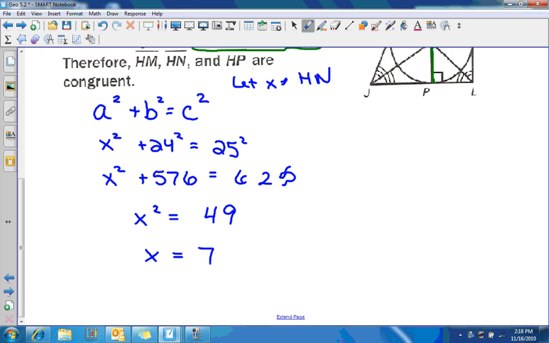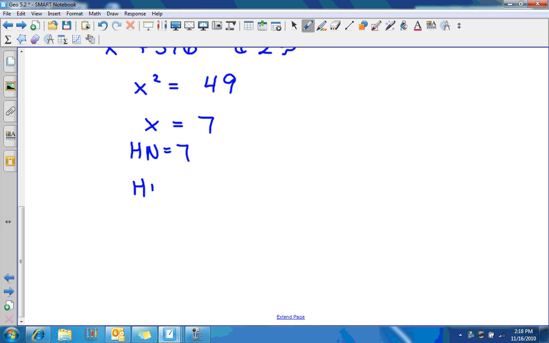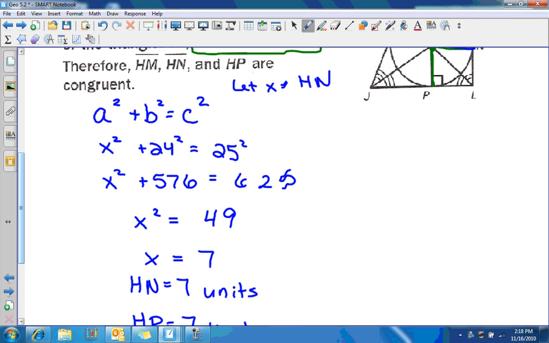So HN equals 7, right? That's what you're asked for. And then because HN and HP are the same, we know HP is 7 units, whatever it happens to be. That's very important. There's one like that on your test. Got me? So, like, how do we get that? I subtracted 576 from both sides.